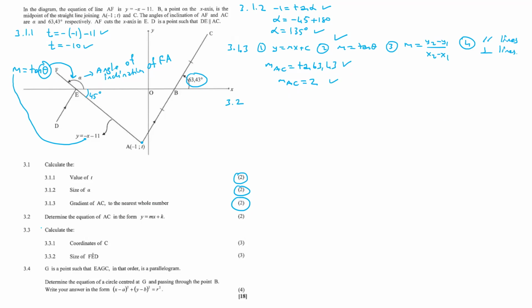3.2. Determine the equation of AC. Again, for the equation of AC, we need a point. We just found out in the previous question the coordinates of A were -1 and -10. If you substitute in the equation, -10 is equal to 2 times -1 plus c, we can find the value of c. From this, c will be -8. Then the equation will be y equals 2x minus 8. Again, 2 marks, 1 mark for finding the c value, 1 mark for the answer.